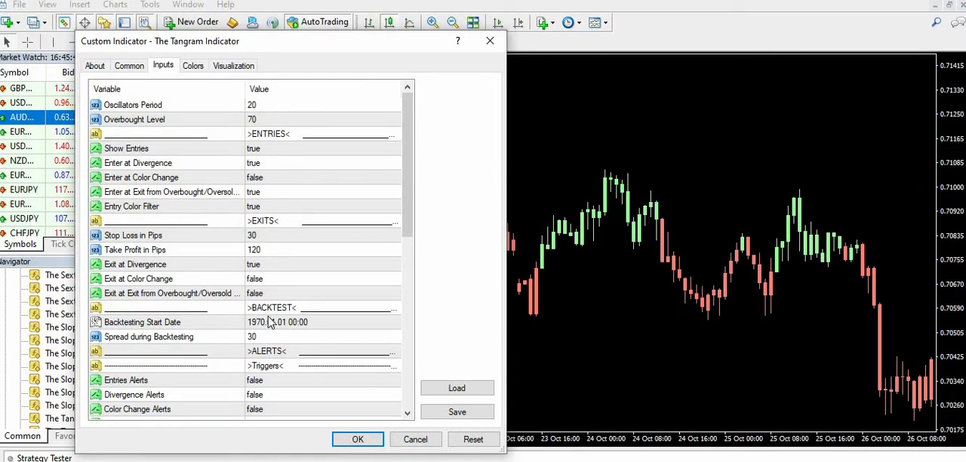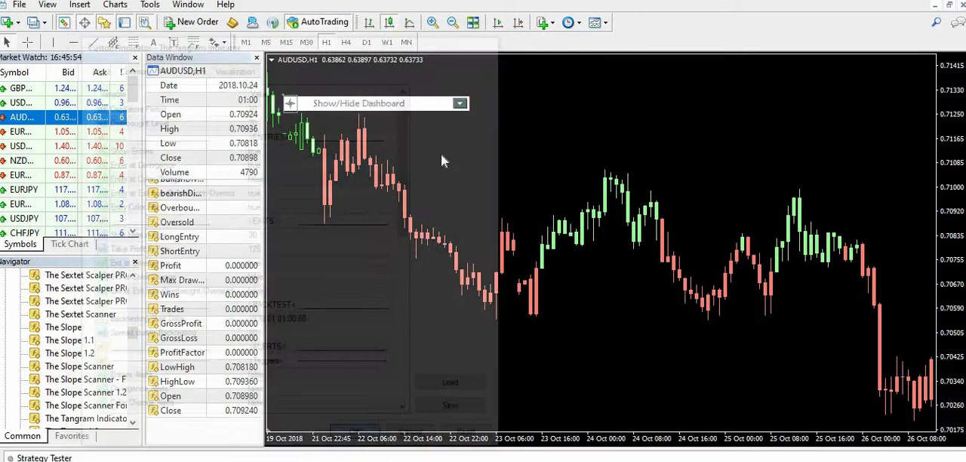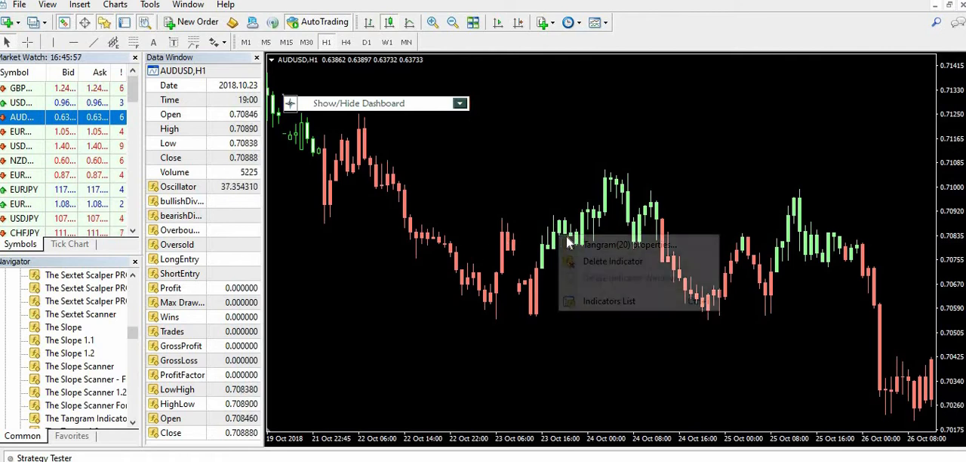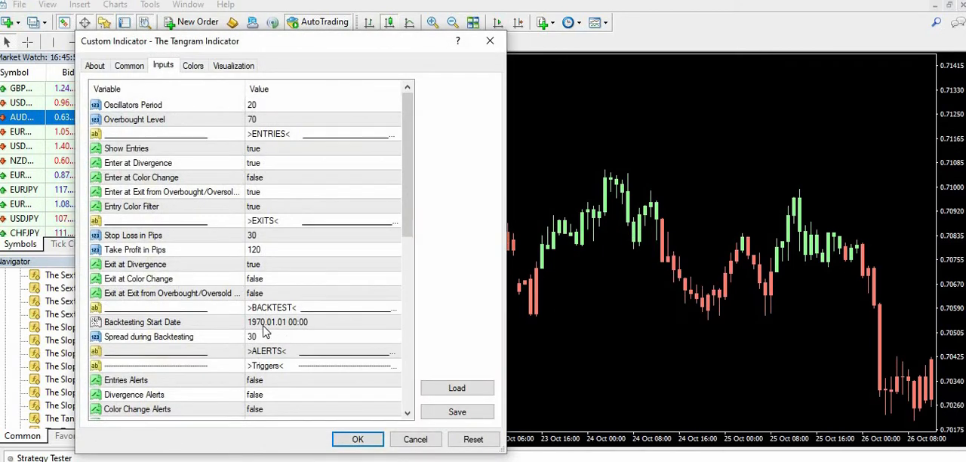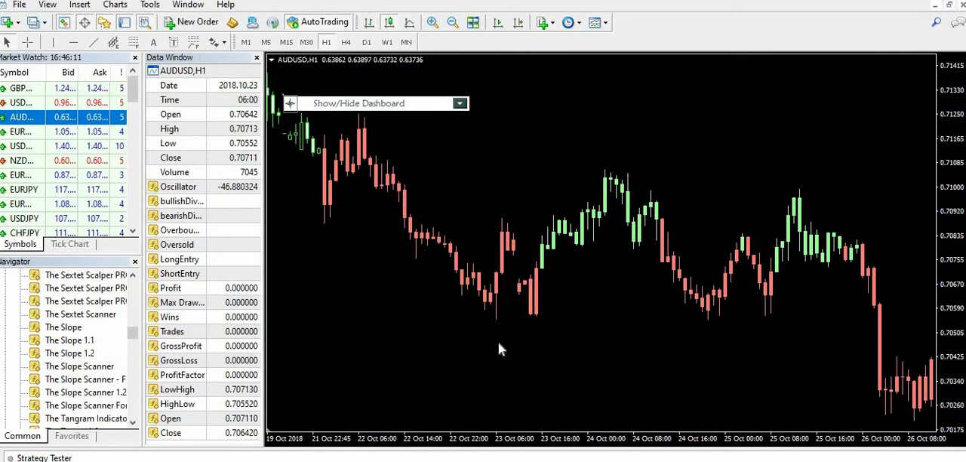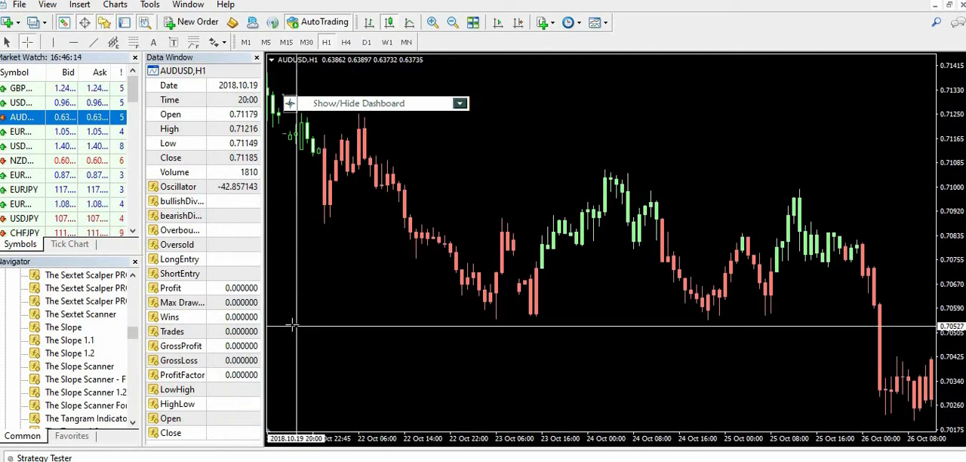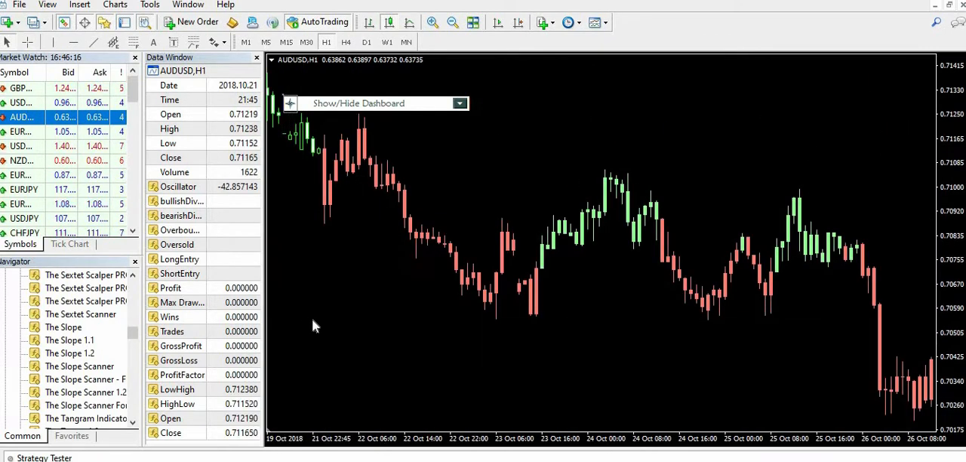Then there's the backtesting start date. This is the date from which you want the indicator to start tracking the entries, for the results on the dashboard. When you see that there's a 2000 pip profit and so on, it's from the beginning of this start date. Now, the default date is the oldest date on MT4, which is 1970, but when you have it on this default setting, it goes back to the oldest date on your chart. And here it's October 2018.